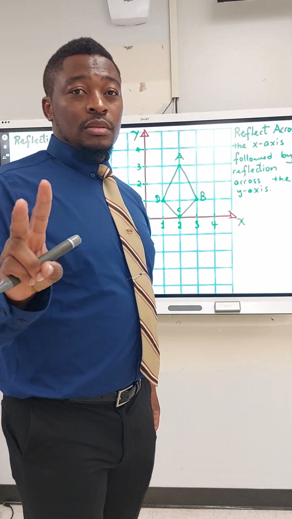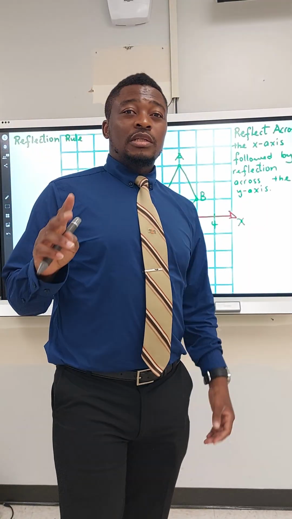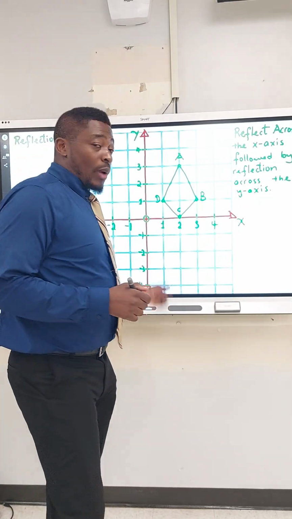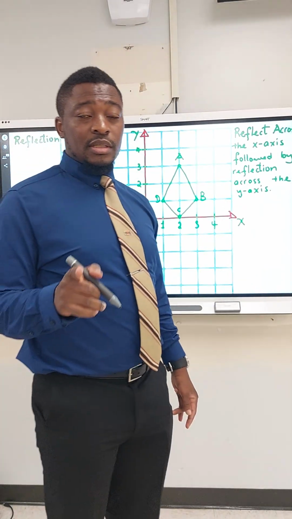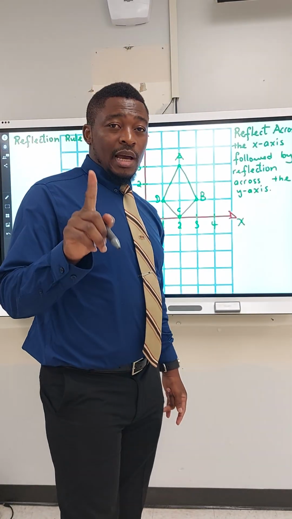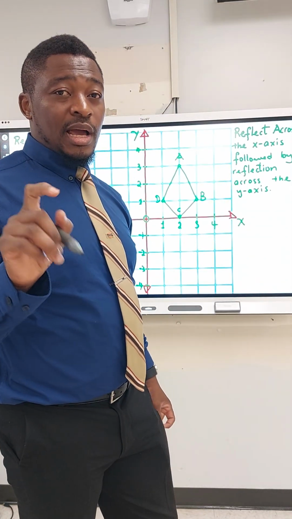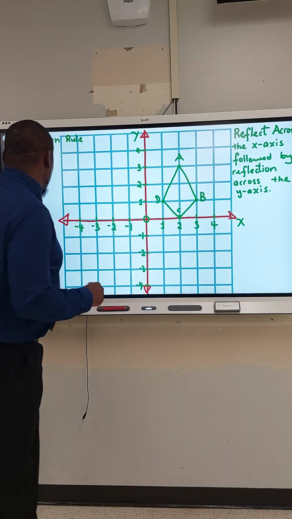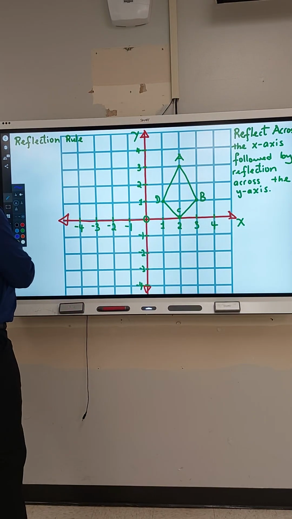Two things to note. Reflections are done across a mirror line. In this case, the x-axis and the y-axis will be our mirror line, and it is important to note that every point and its image have the same distance from the mirror line. That said, we're going to start reflecting our point.